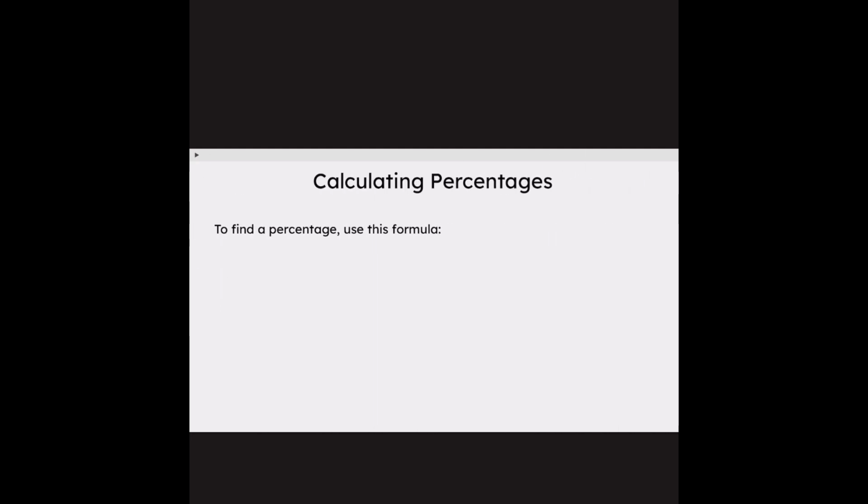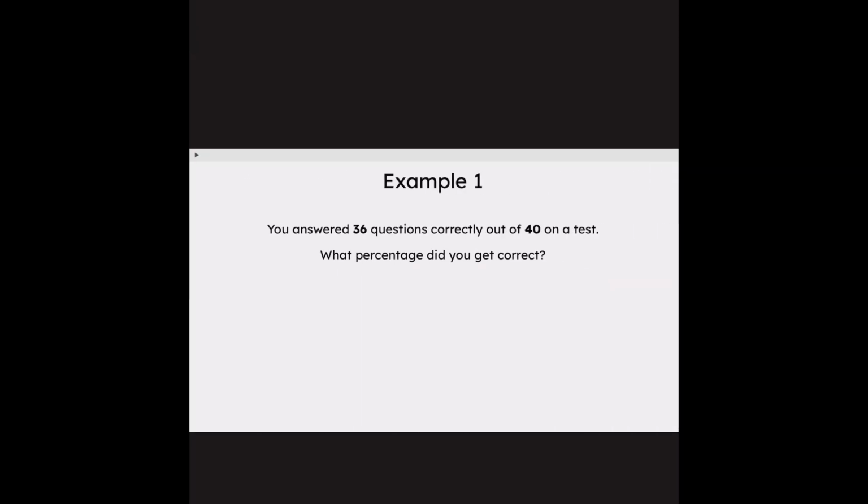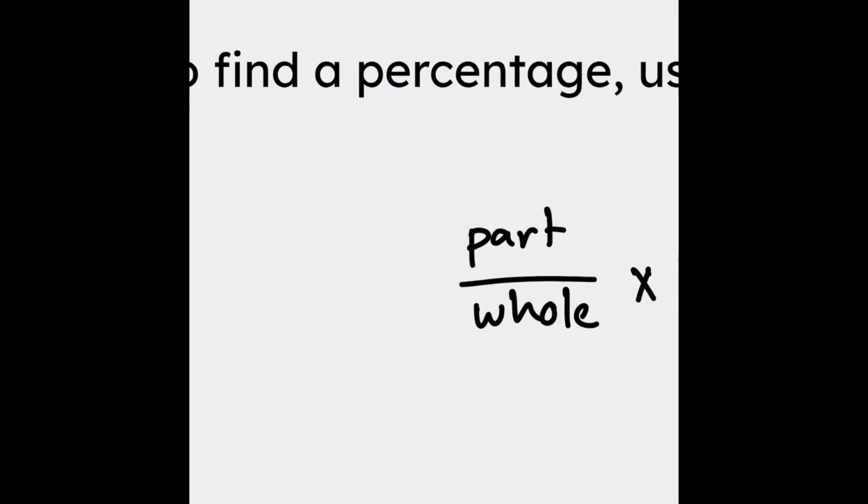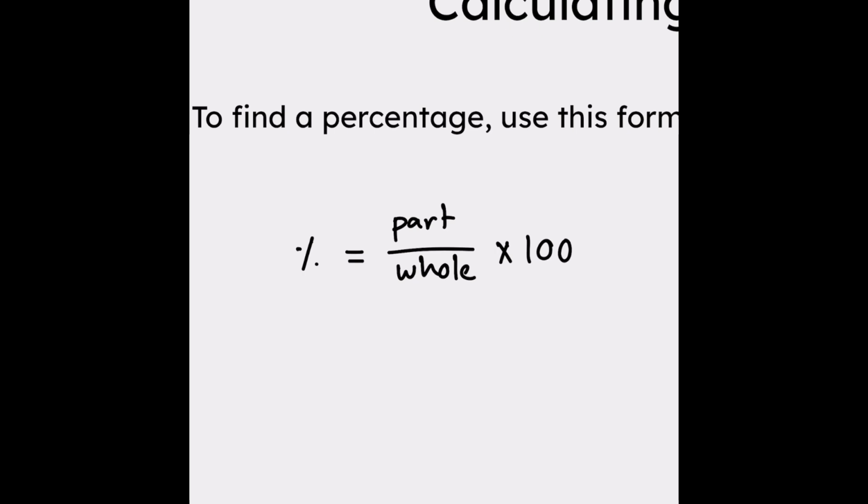So, to calculate percentages, we use this formula. Part over whole times 100. So let's look at an example. You answered 36 questions correctly out of 40 on a test. What percentage did you get correct? And actually, let me go back here. Let me do this. Percent equals part over whole times 100.